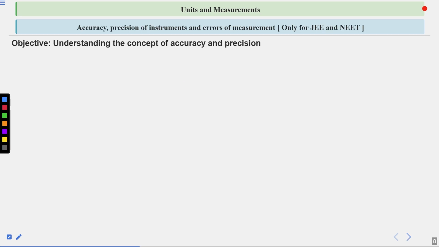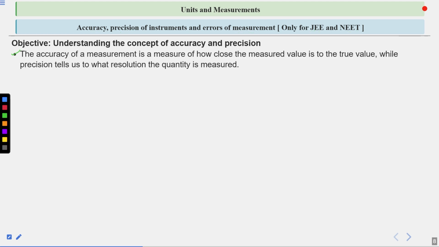Now, accuracy, precision of instruments and errors of measurements. So this is important, because in JEE and NEET, questions are asked many times. So our main aim is understanding the concept of accuracy and precision.